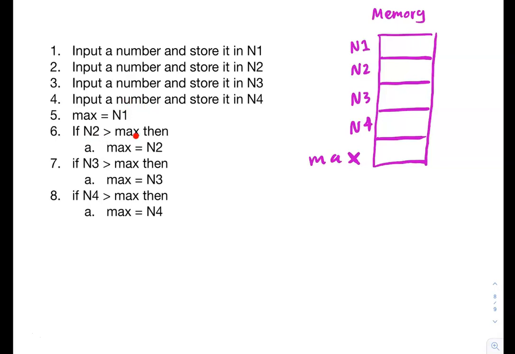In 2, I compare it with max. If it's larger, I update max. If n3 is larger than max, I update max, and so on. So let's see how this works in practice. Suppose now the input was, okay, I'll have some random numbers. Let's say 4, 3, 2, 10. These are the input statements. Now we are here. Max equals n1, so max will be equal to 4.